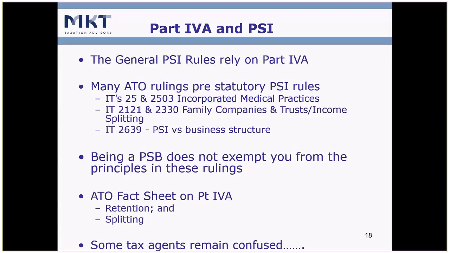And then 2503 sort of extended that and also said it applies to other kinds of practices, not just medical practices. IT 2121, again, sort of mid-80s, dealt with family companies. Again, anyone just moving an activity that was generally personal services income into a family company and splitting the income through dividends or retaining it and paying a lower rate of tax. 2330 was specifically on income splitting out of trusts. So all of those rulings say, if you seek to alienate personal services income, we will apply Part 4A.